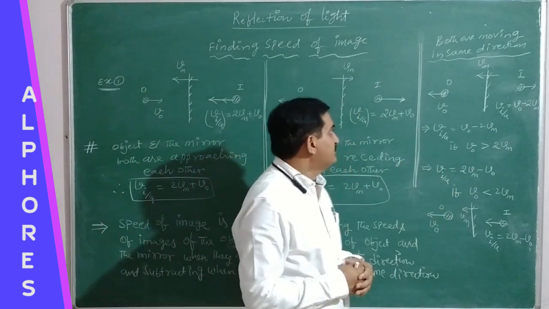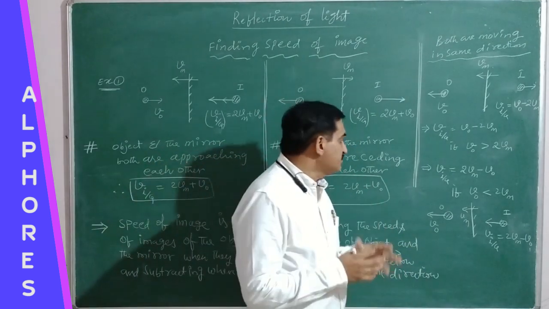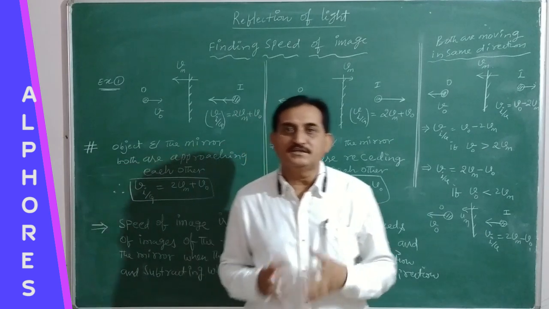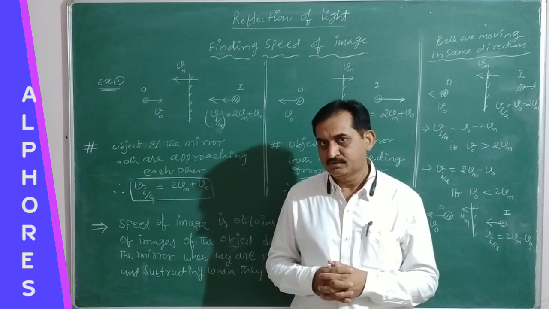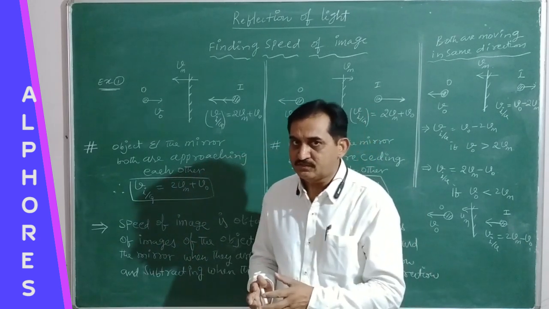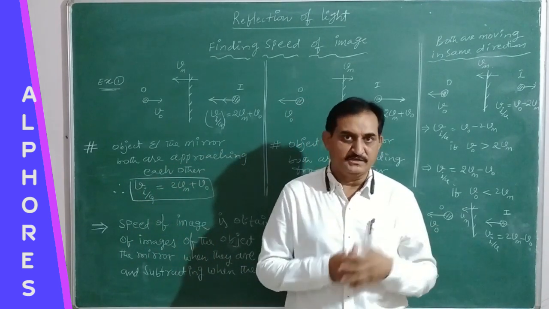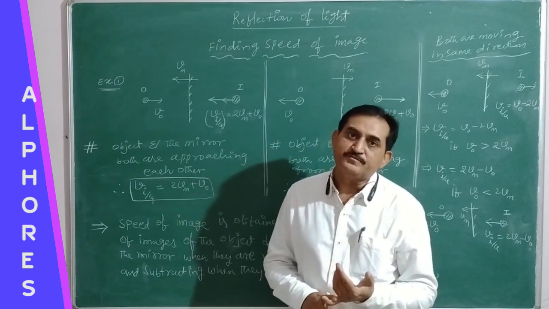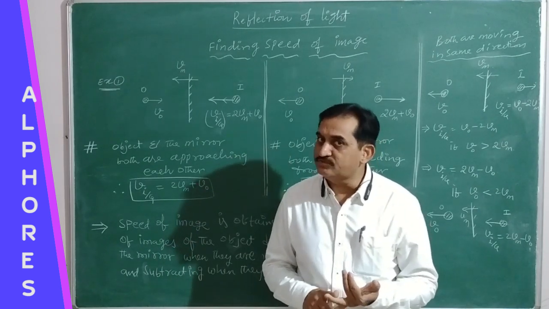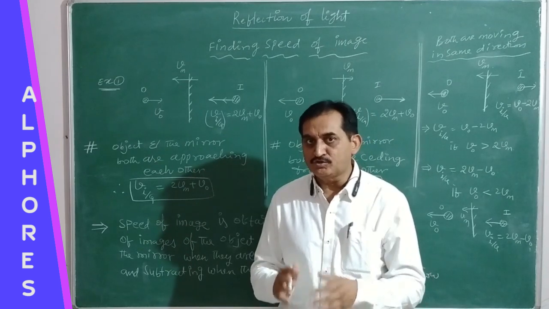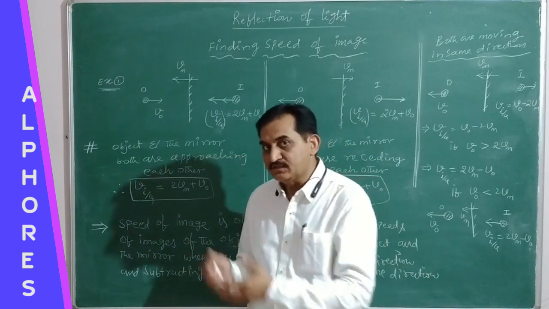Here, in this case, the object and the plane mirror are both moving in the same direction. So, based on the situation, how can we take the final speed of the image formed by the plane mirror? We consider the speed of the object and its corresponding image speed, and the speed of the mirror and its corresponding image speed. Finally, the speed of the image due to motion of the object and the speed of the image due to motion of the plane mirror are going to be added or subtracted, depending upon their situations.